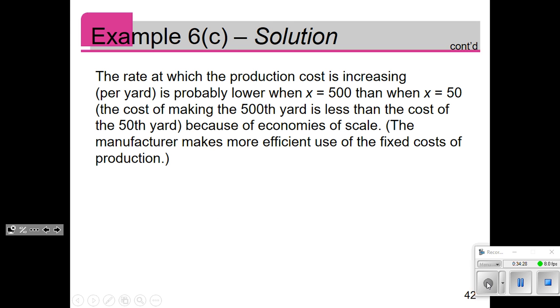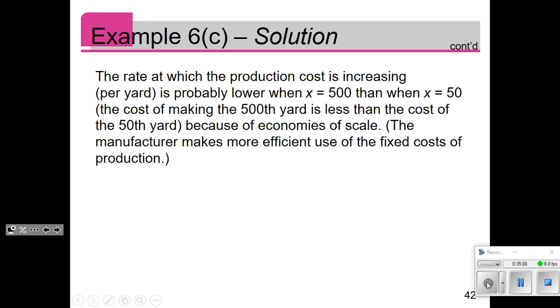The rate at which the production cost is increasing per yard is probably lower, that's what I was saying earlier, when X equals 500 than when X equals 50. The cost of making the 500th yard is less than the cost of the 50th yard because of the economies of scale. What they mean by that is, once you get your presses made and all that pre-work done, setting up the presses with the new design, the inks, figuring those out, the more you make, I'm guessing the cost per yard goes down. It's going to be way more expensive if you only make 1 or 2 yards of something than if you make 2,000 yards of it. The cost per yard, that is.